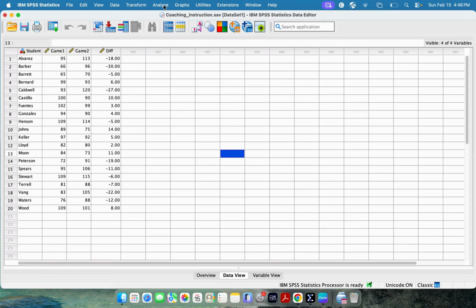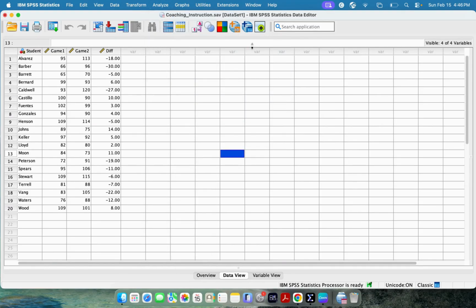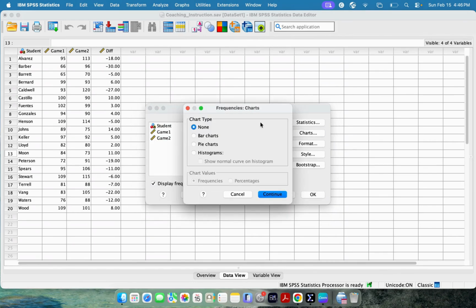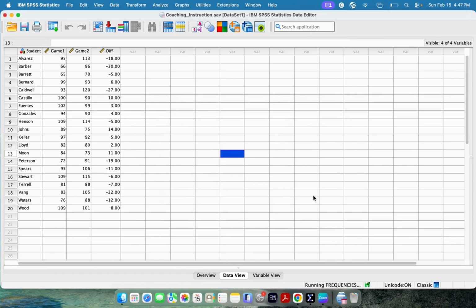So I'm going to go to Analyze, Descriptive Statistics, Frequencies. I'm going to pull over the difference. I'm going to go to Charts. I am going to choose Histogram and Show Normal Curve. I don't need the frequency table, so I'm going to uncheck that and click OK.